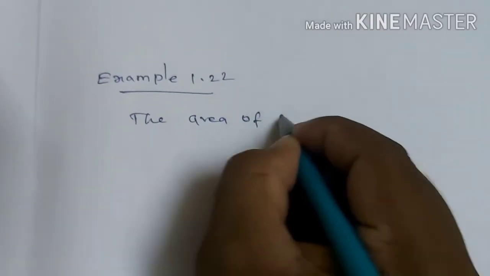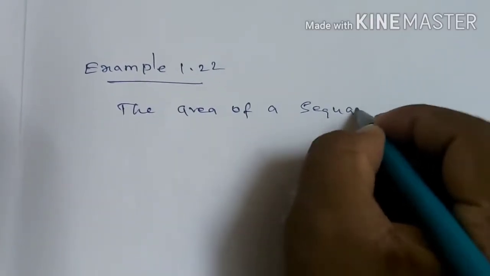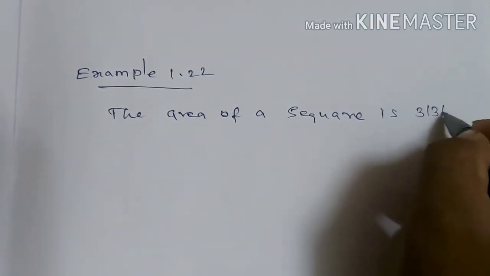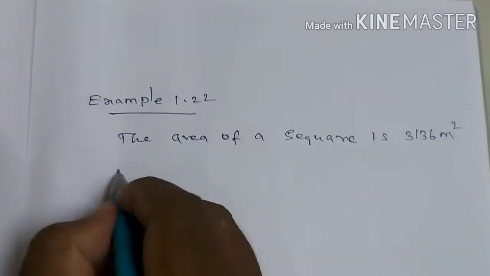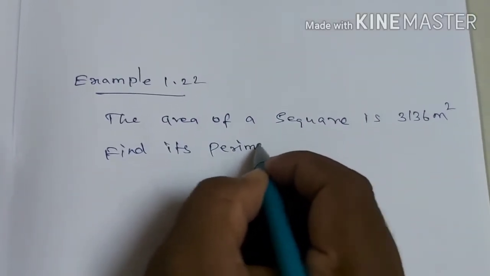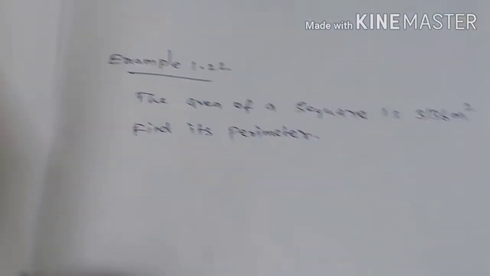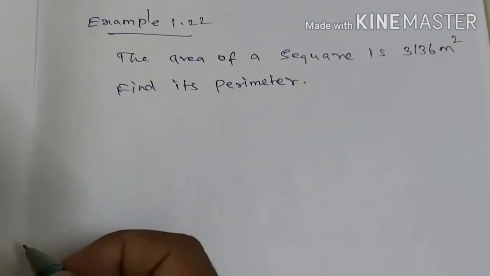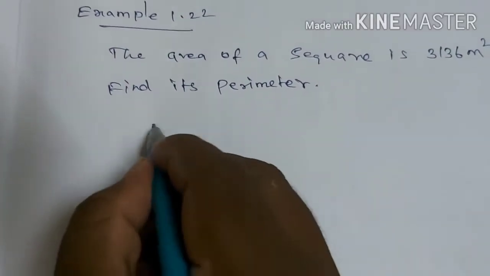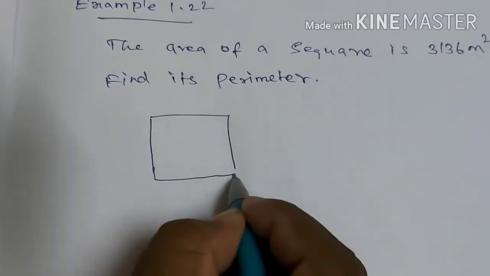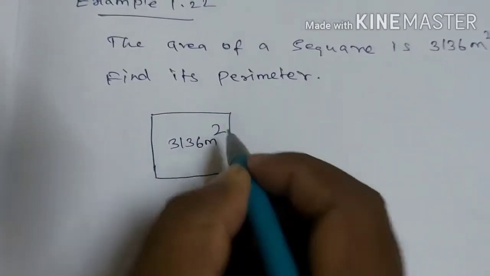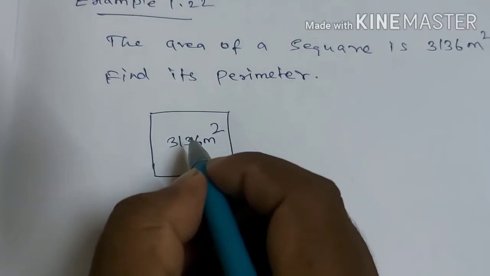The area of a square field is 3136 meter square. Find the perimeter. Again, read the question. The area of a square field is 3136 meter square. Find the perimeter. So, already we know the area of a square is side into side, and the perimeter of a square is 4 multiply side.